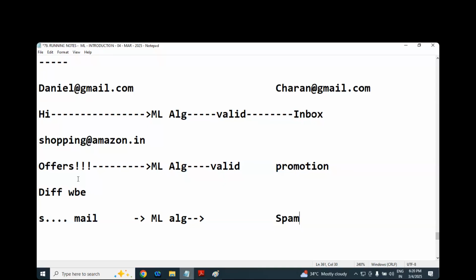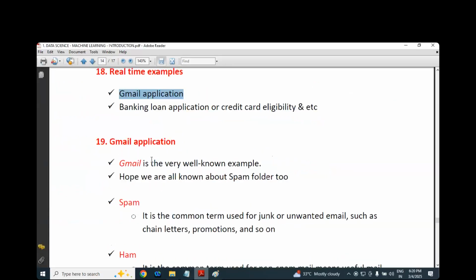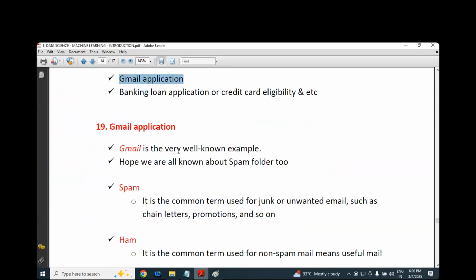Yeah, spam, especially spam mail actually. In the backend, Gmail is using ML algorithm. What algorithm? Tell me, sir. ML algorithm. Gmail application, Gmail is a very well-known application. Yeah, good. Till now you are using it, but unknowingly, so there is ML algorithm. Hope you're all well-known about actually. If anyone doesn't know what Gmail is, I have no words, sir, actually, please. Hope you're all well-known about the spam folder. What folder, sir?